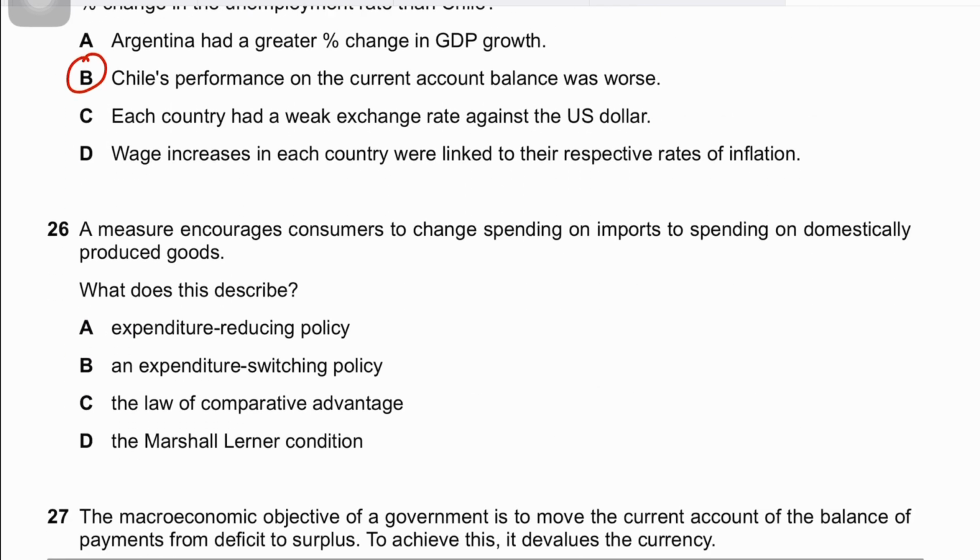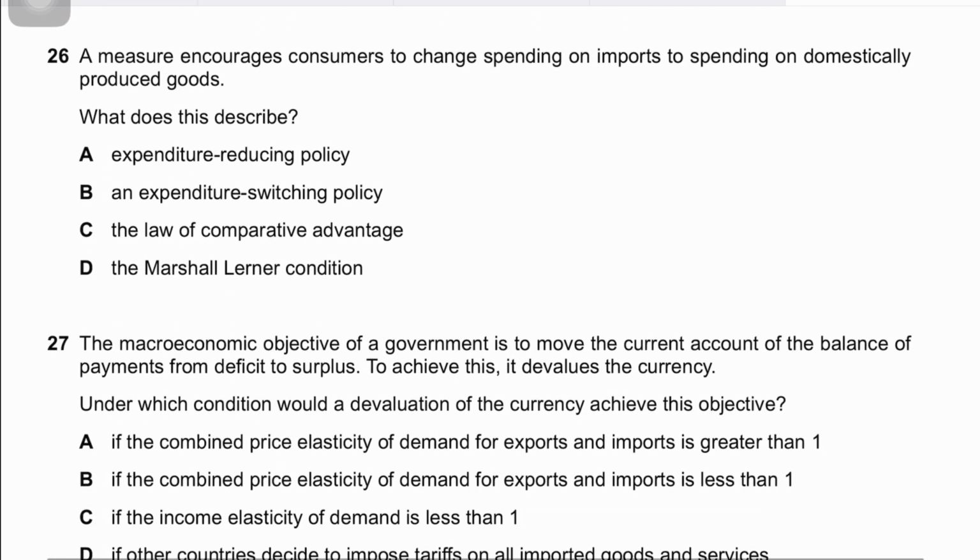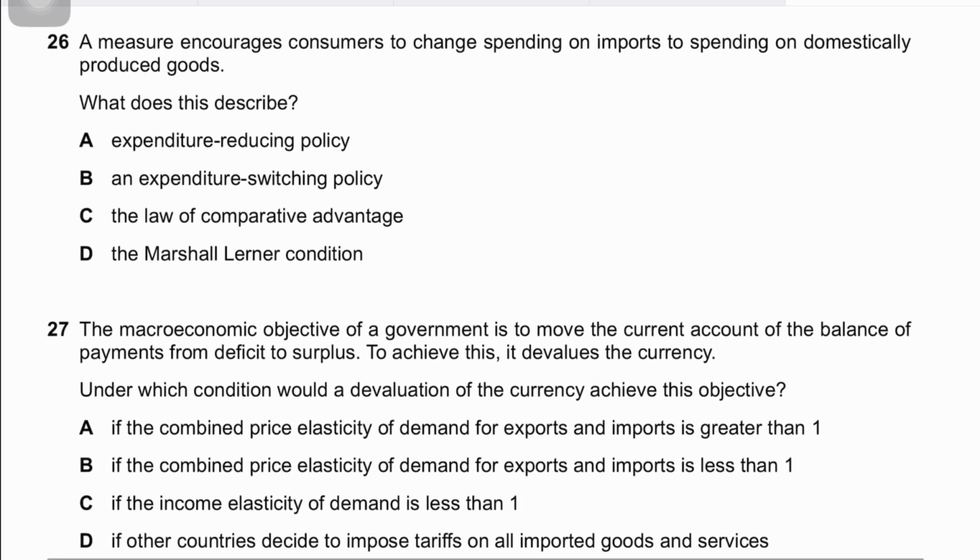The next question, number 26, says a measure encourages consumers to change spending on imports to spending on domestically produced goods. What does this describe? Expenditure reducing, switching, law of... This is a pretty simple question. The correct answer should be B, because expenditure switching policy is aimed at switching the expenditure of spending from foreign to domestic goods, right? So B should be the correct answer.